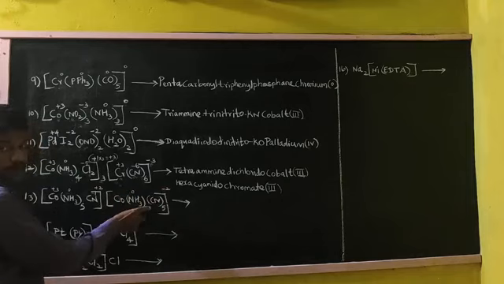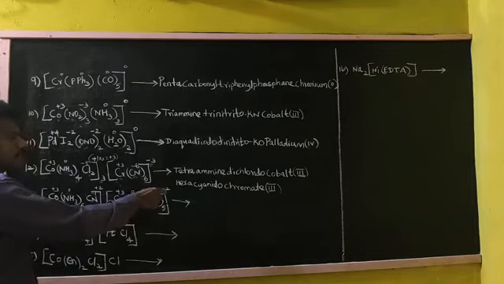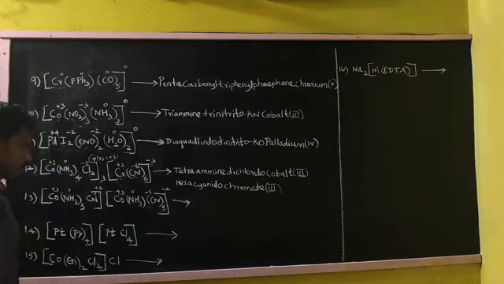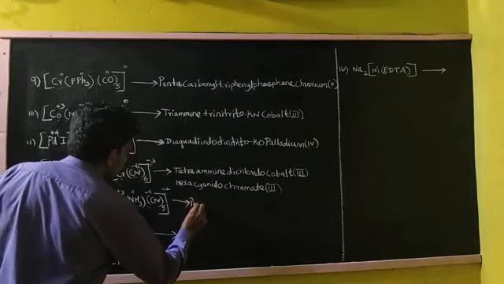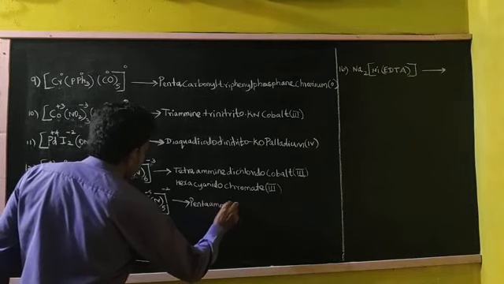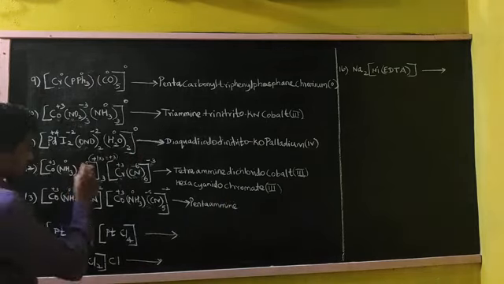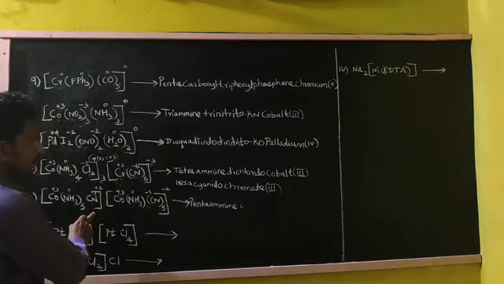Amine zero ligand and cyanido -5, cobalt +3 added with the -5 means it gives -2, right? So let us write the IUPAC name. According to alphabetical order, amine will come first. So penta amine, cyanido.